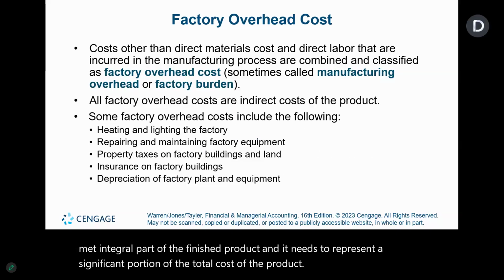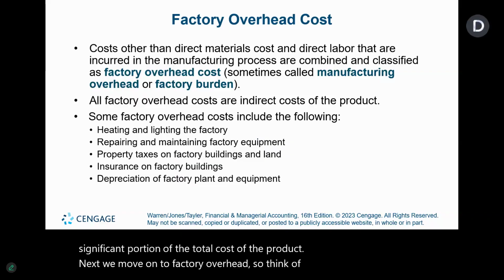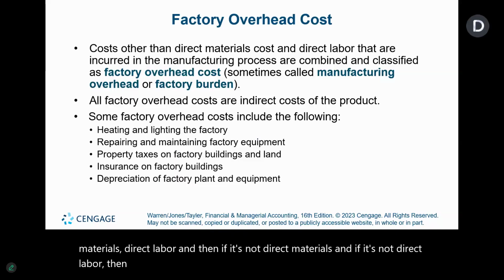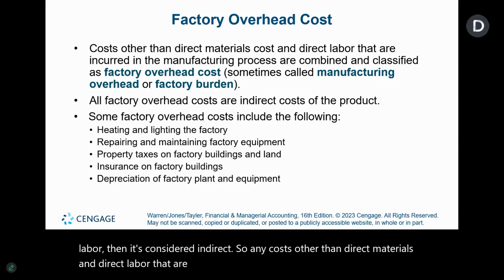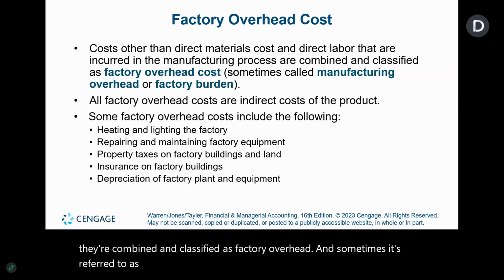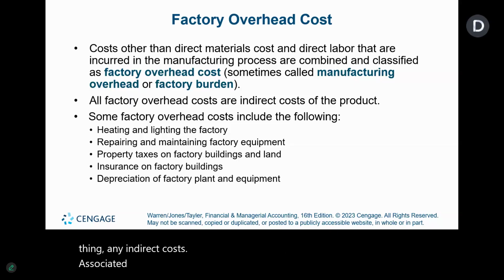Next, we move on to factory overhead. Think of it: we have direct materials, direct labor, and if it's not direct materials and not direct labor, then it's considered indirect. Any costs other than direct materials and direct labor that are incurred in the manufacturing process are combined and classified as factory overhead. Sometimes it's referred to as manufacturing overhead or factory burden. Basically, it all means the same thing: any indirect costs associated with manufacturing the product.